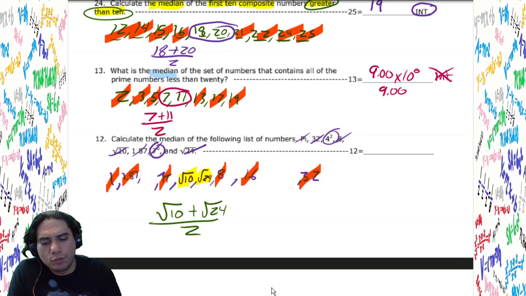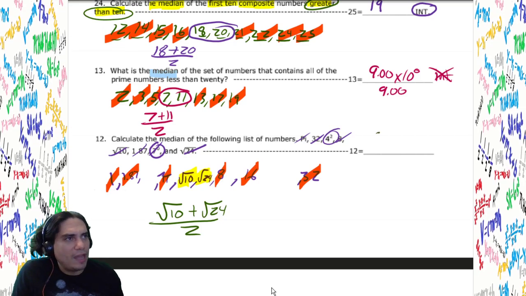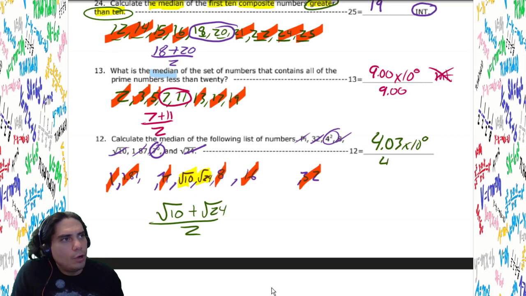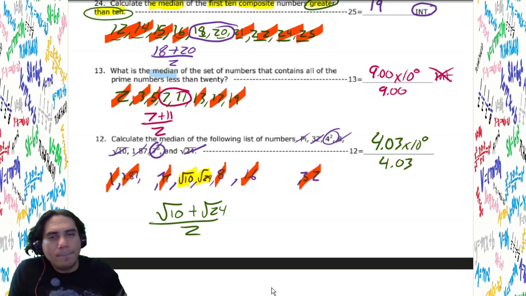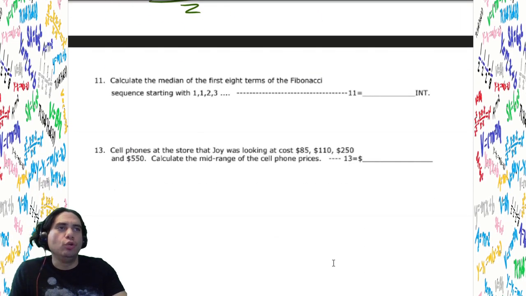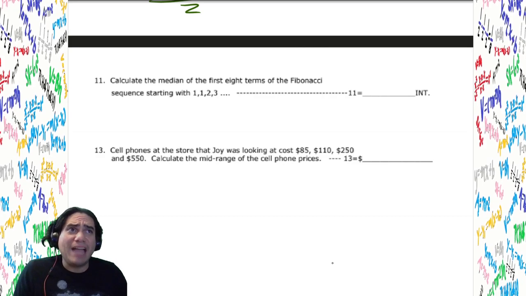So we hit 10 square root. 24 square root, add it to divide. And guess what I got? 4.03 times 10 to the 0. Or 4.03. Both make the answer correct. And that's going to get you correct answers, okay? I like this. Talking about that Fibonacci sequence again.